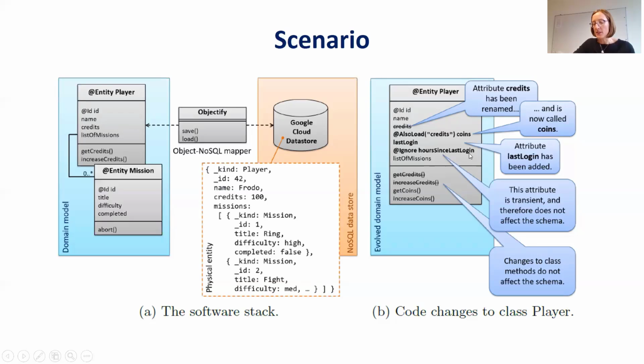The hours since last login have also been added compared to the legacy class declaration, but this annotation ignore flags it as a transient attribute. So the values of this attribute will not be saved or loaded. So we can ignore them. And the list of missions remains the same. And any changes to the class methods we can safely ignore because they are not schema relevant.